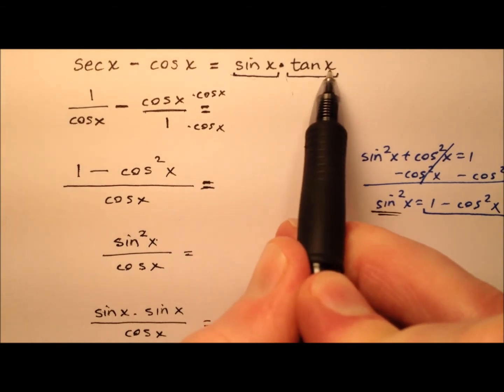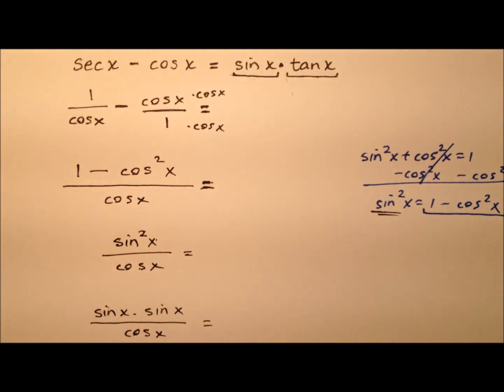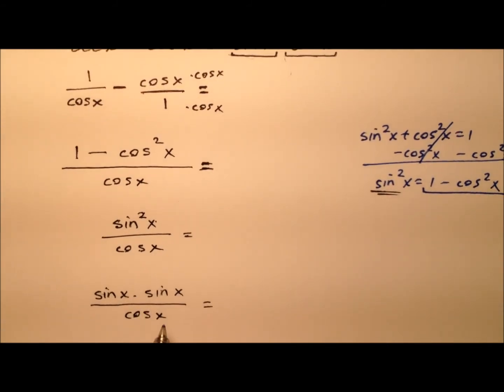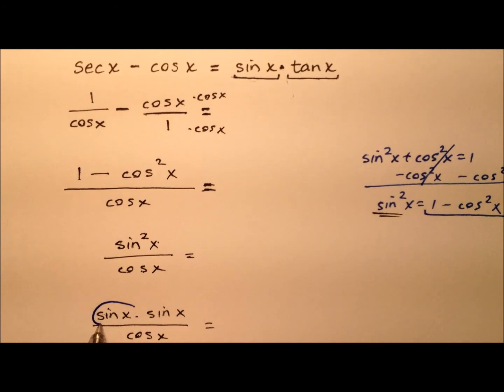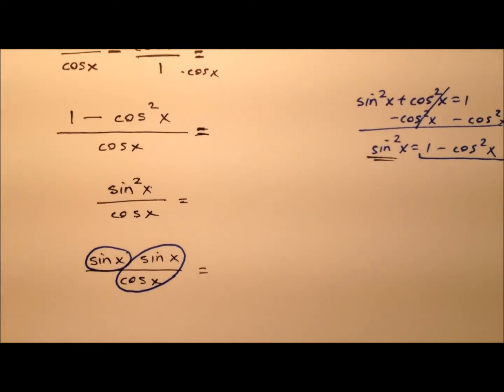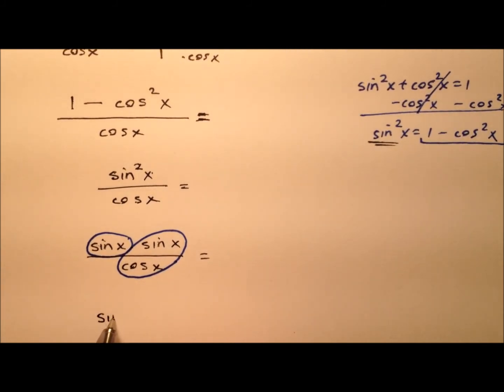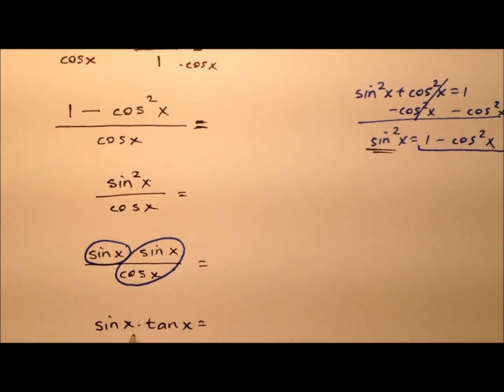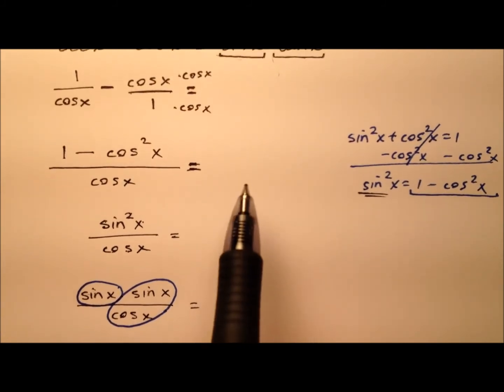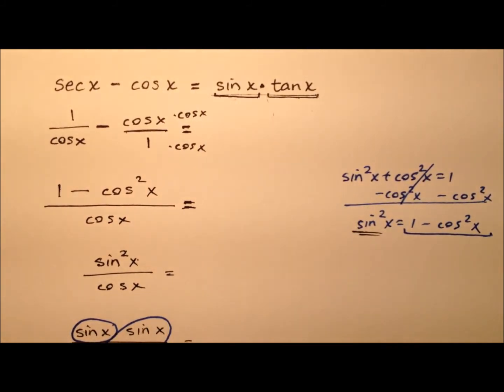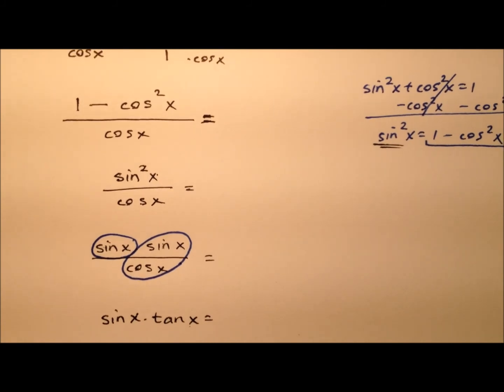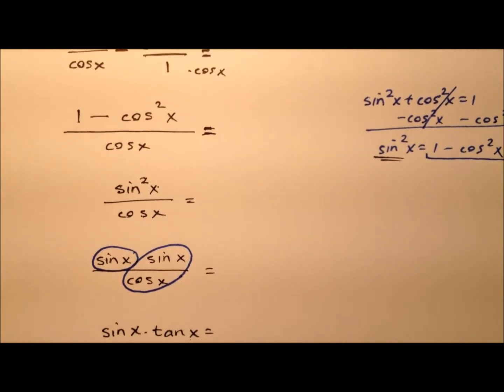And remember that tangent x can be rewritten as the sine of x divided by the cosine of x. So if I take this fraction and split it up, I have a sine x right here, and then I have a sine x divided by cosine x right here. So I could rewrite that as sine x times tangent x. And now that we have the sine x times the tangent of x on the left side, and that's what we were shooting for on the right side, we are good to go. So we're done verifying this trigonometric identity.